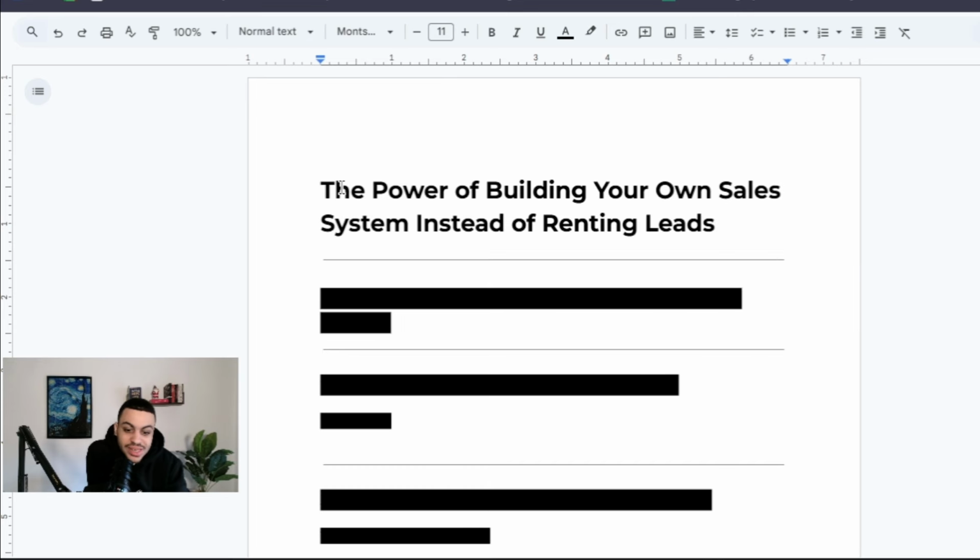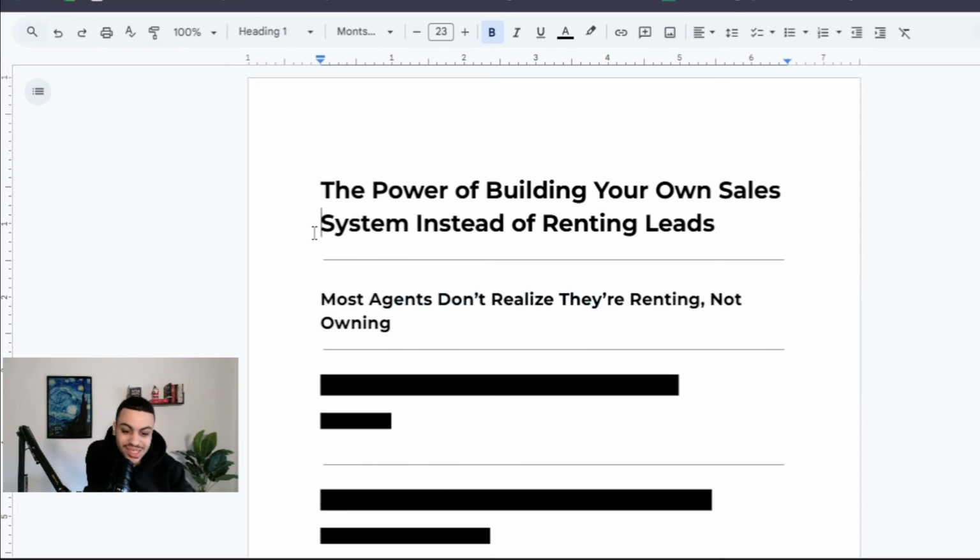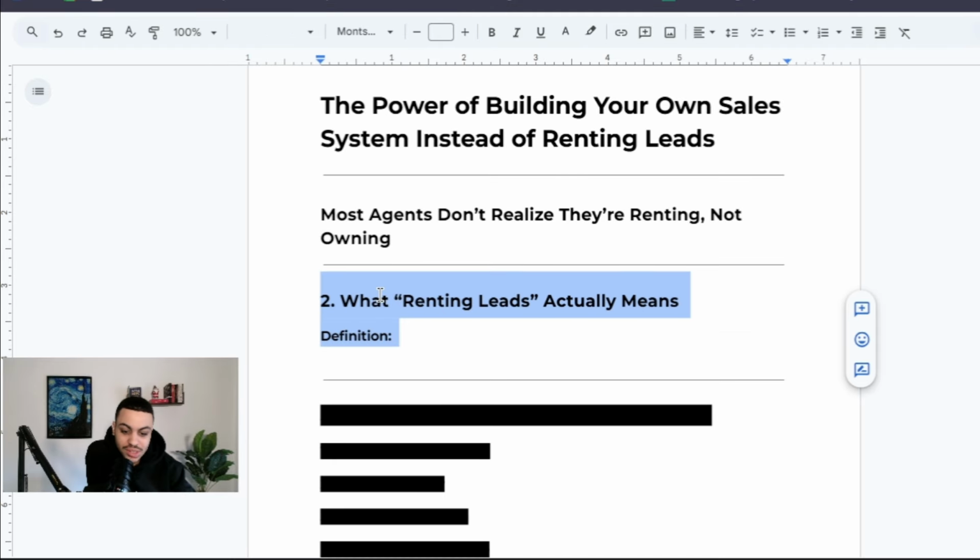Okay, so most agents don't actually know the power of building your own sales system instead of renting the leads, because 99% of agents out there are renting the leads. They're paying for Google PPC, or Zillow, or realtor.com, or all of this stuff. But let me show you, most agents don't realize they're renting and not owning. Okay, so let's get into it.